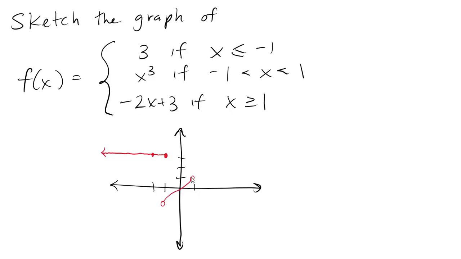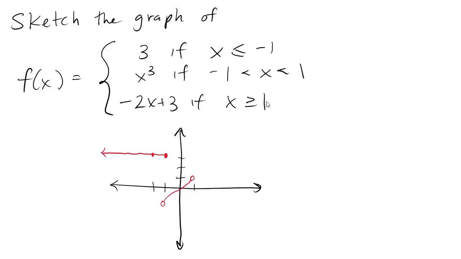And then when I get to 1, I get another open circle. If you want to figure out where those open circles are, you just plug -1 and +1 into the second rule. I know you're not allowed to do that for the function, but we're really considering that one-sided behavior. Now here's an interesting thing about this function.